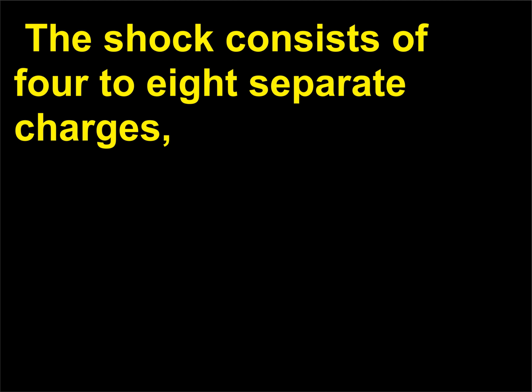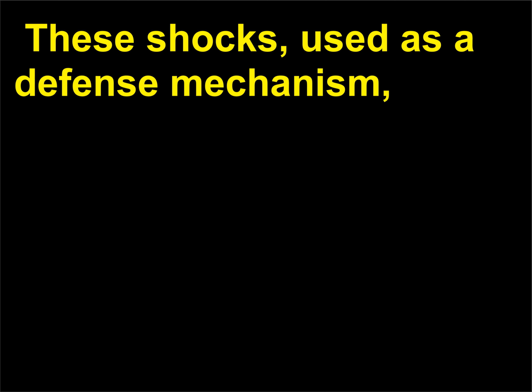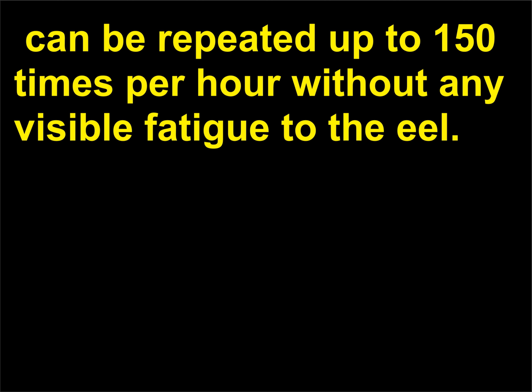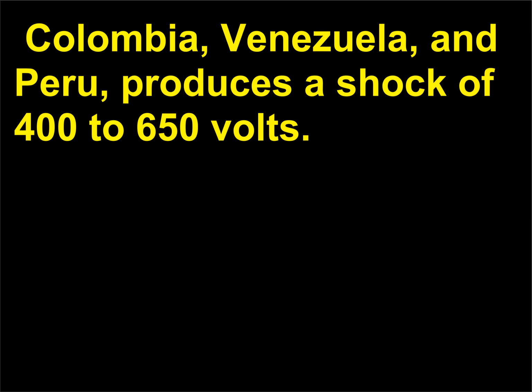The shock consists of 4 to 8 separate charges, which last only 2 to 3/1000ths of a second each. These shocks, used as a defense mechanism, can be repeated up to 150 times per hour without any visible fatigue to the eel. The most powerful electric eel, found in the rivers of Brazil, Colombia, Venezuela, and Peru, produces a shock of 400 to 650 volts.